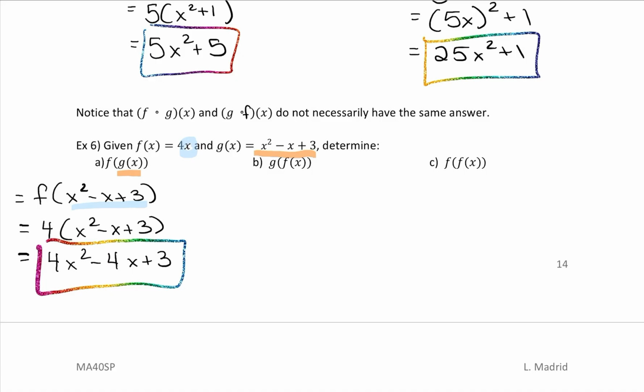So pause the video now, try B and C, and then we'll check back in and see how you did. For B, you're leaving g the same, and you're plugging f of x in. So it becomes g of 4x. Then you're taking your g of x function, and everywhere you have an x, you're putting in the 4x. So this is going to equal, instead of x squared, (4x) squared minus 4x plus 3. And then you're just simplifying.